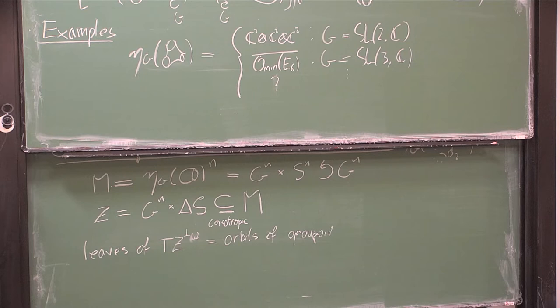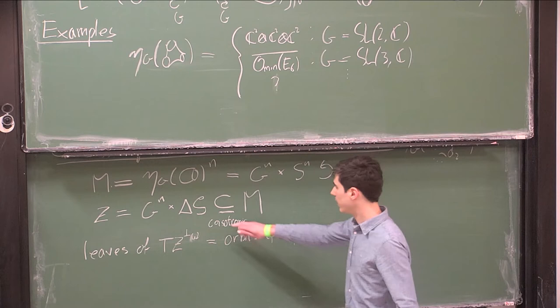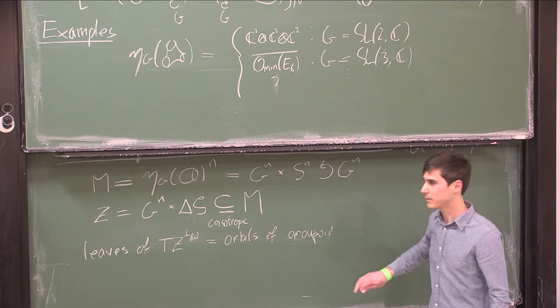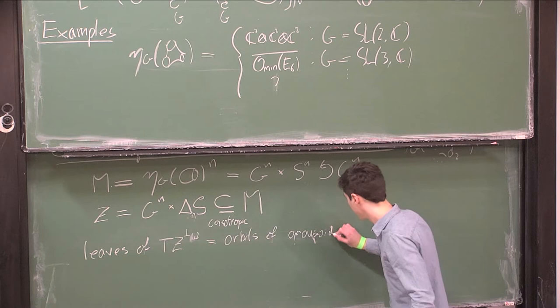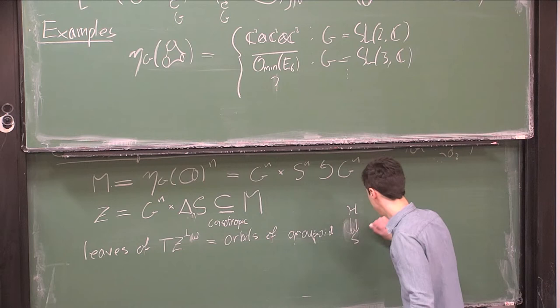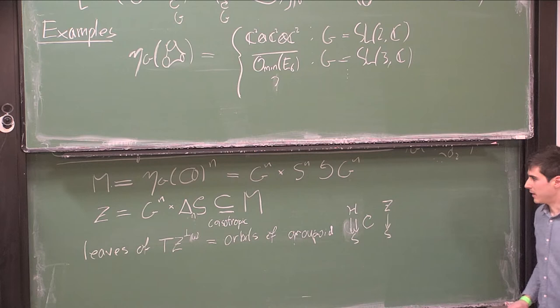Is it delta S or delta S to the power n? This is the diagonal of S in S^n. I see, so maybe a diagonal. So it's a groupoid on H, on S, acting on this Z over S. And it's an explicit Lie theoretic groupoid which can be obtained from the universal synchronizer.